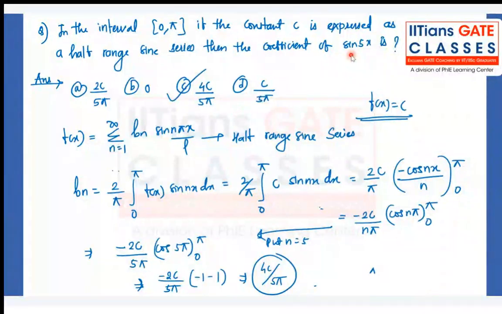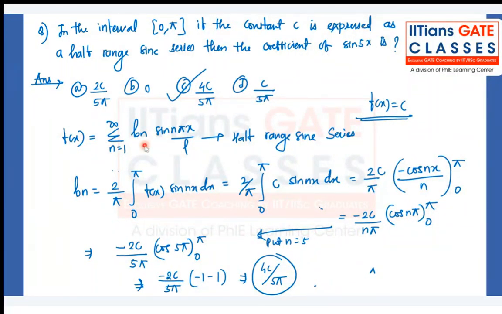Okay. So basically, the function is a constant c. f of x is a constant c, they are telling you. And they are saying it is expressed as a half range sine series between 0 to pi. And then, if that is the case, what is the coefficient of sine of 5x?